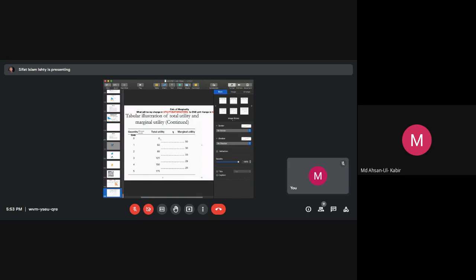And how do we calculate this marginal utility? It's very, very simple, very, very straightforward. That is 50 minus 0 divided by 1 minus 0.